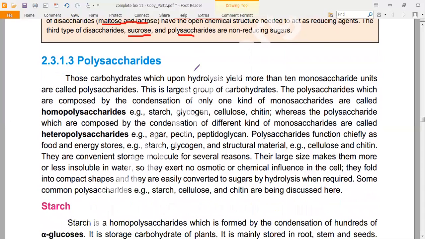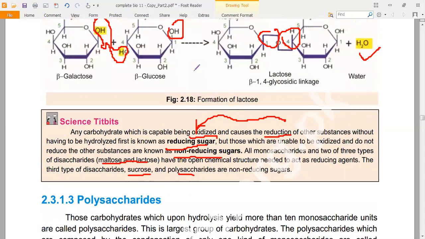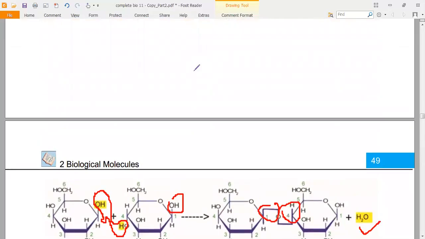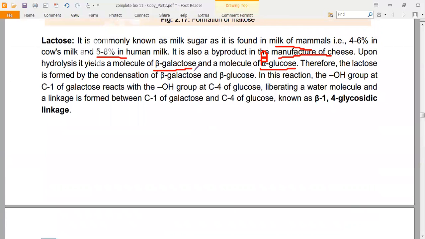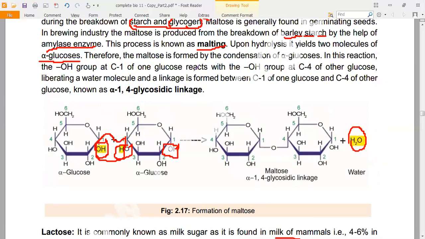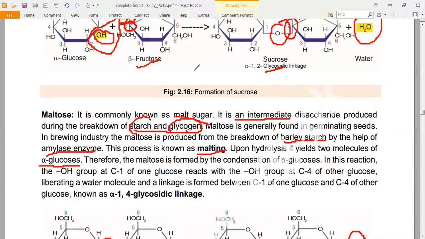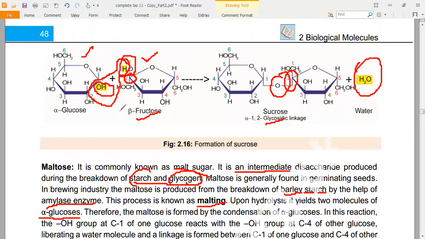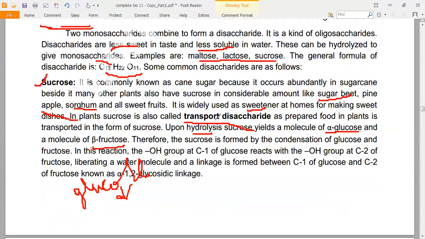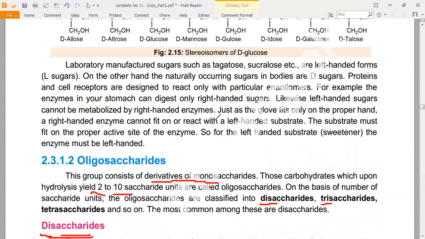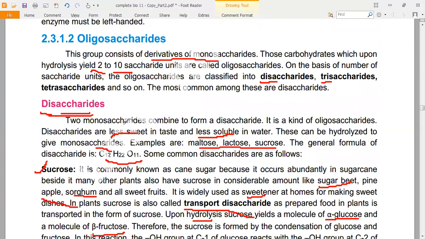So dear students, that's it for oligosaccharides. I hope you have understood the linkage, how they are alpha and beta, and how hydrolysis and condensation are done.